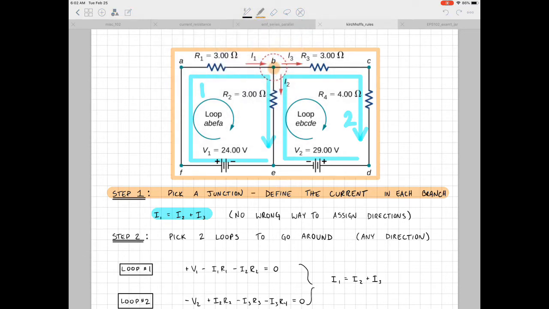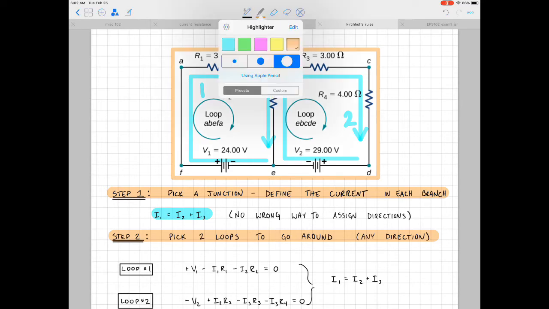What's step 2? Step 2 is pick 2 loops. In this case, 2 loops, because this is what's known as a 2-loop circuit. Pick any 2 loops to go around. So pick the directions that you're going to be going around those loops. And you can see I've done that already. My loop 1 is the left loop, and my loop 2 is the right loop.